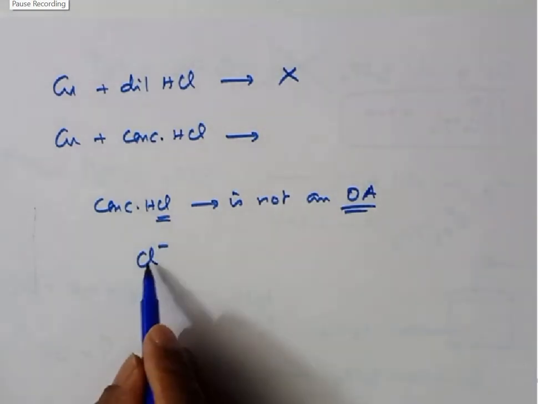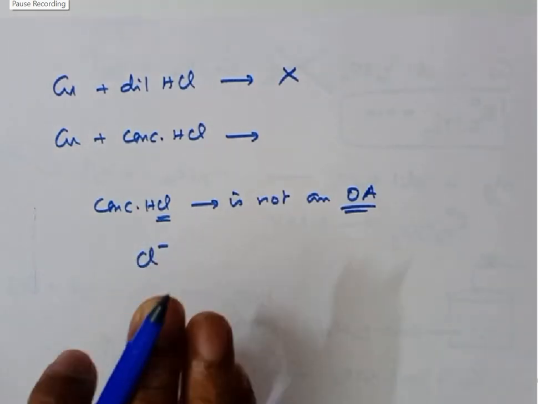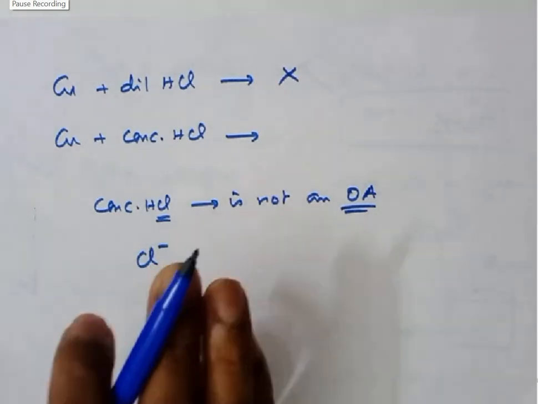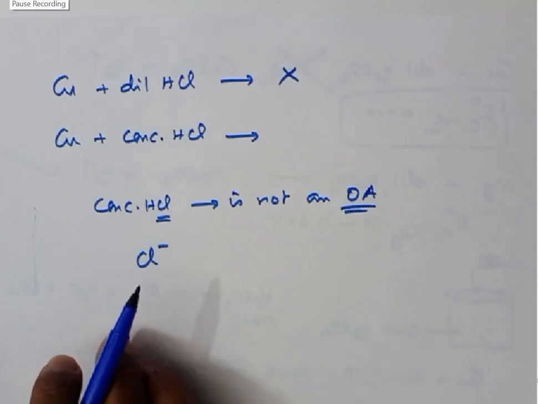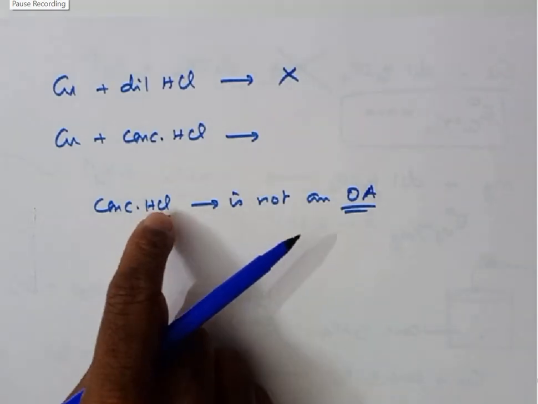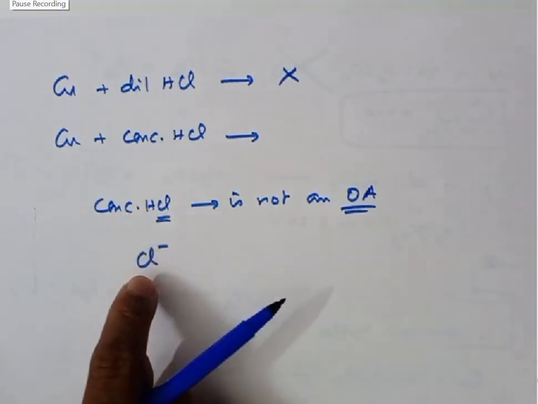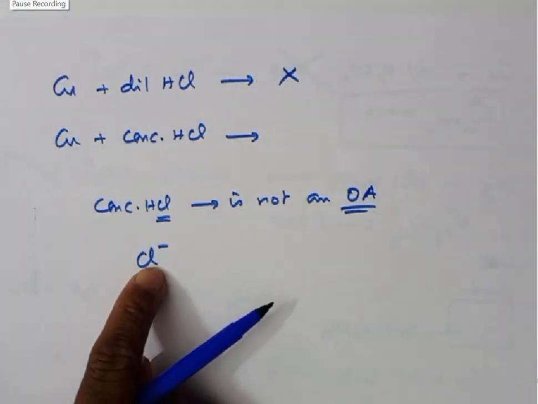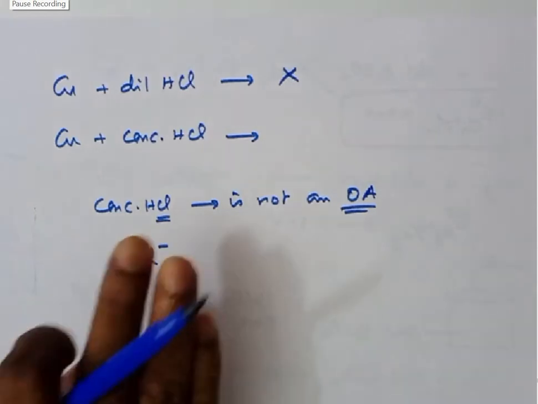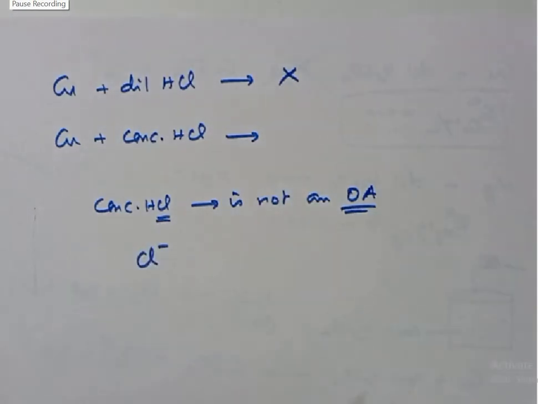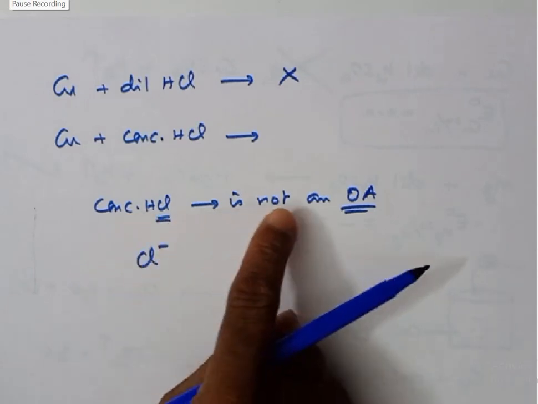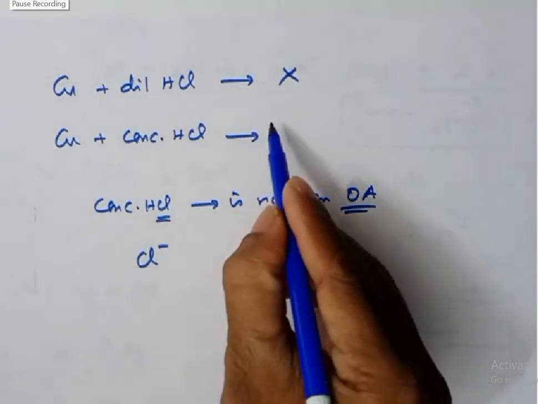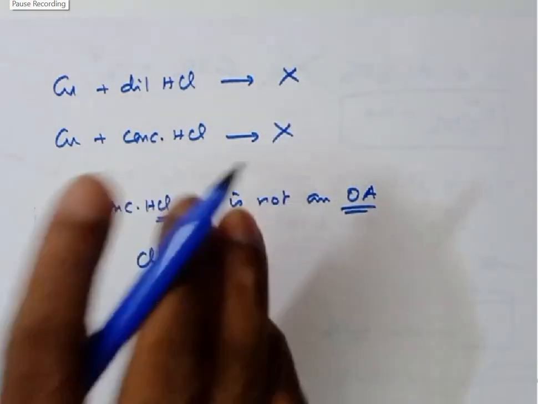Chloride -1 is the least oxidizing state for chlorine. In order to act as an oxidizing agent, the chlorine should gain electrons. The least oxidation state of chlorine is -1. It is already in the -1 state, so it cannot gain electrons further. Or I can say simply, concentrated HCl is not an oxidizing agent. Therefore, copper does not react even with concentrated HCl.